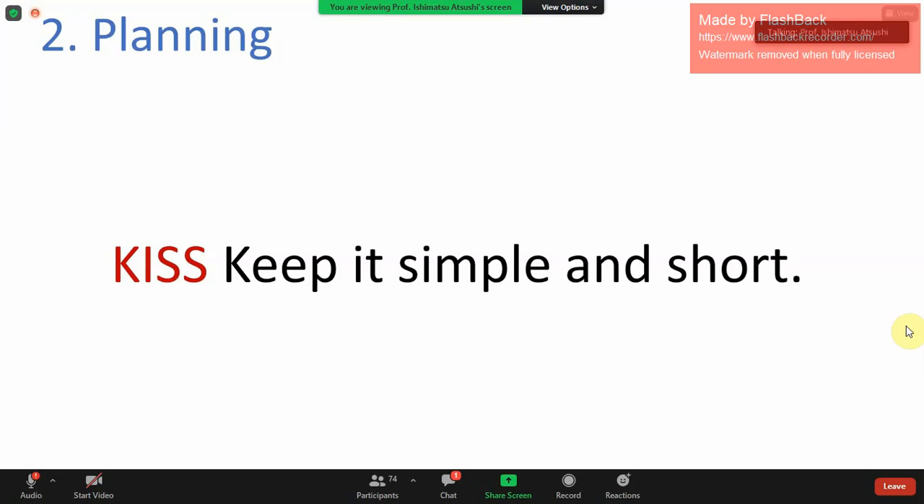So, the planning. Many papers said KISS, K-I-S-S, keep it simple and short. Simple and short. This is very important.